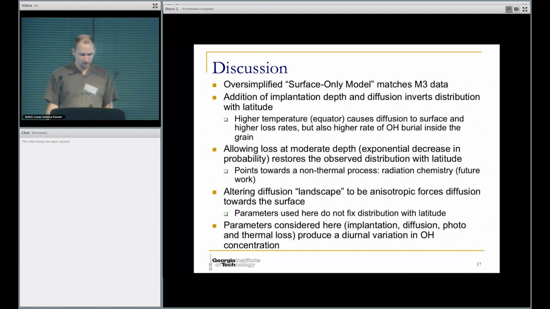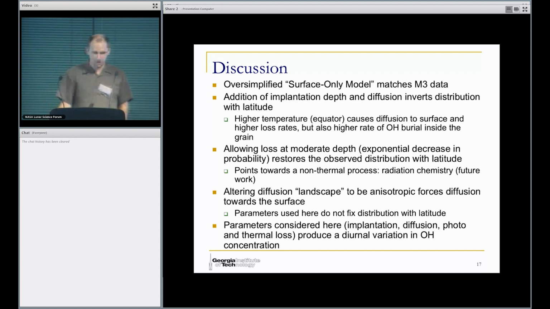So just to bring it all back together, we have the oversimplified diffusion model, or no diffusion model, which does get the distribution that matches the spacecraft, but is not really physically meaningful to us at this stage. If we add in more physical meaning with implantation at depth and then diffusion to get back to the surface, this gives us a distribution that's inverted compared to what the spacecraft saw. Because the higher temperatures do increase loss rates, but also increase the diffusion rate and trapping, but still within a depth that the spacecraft will see.